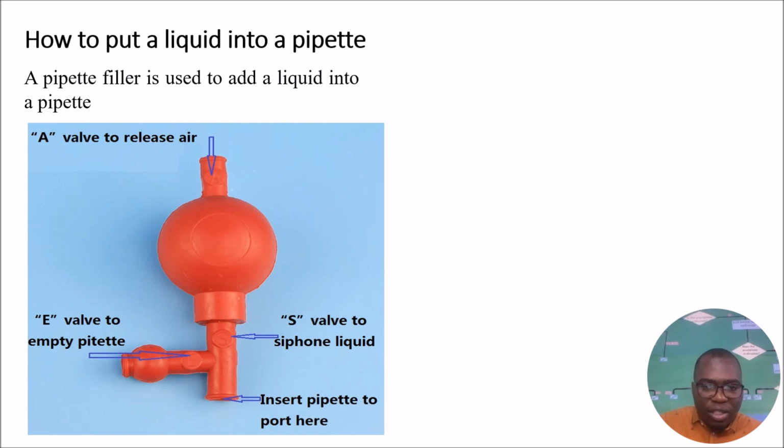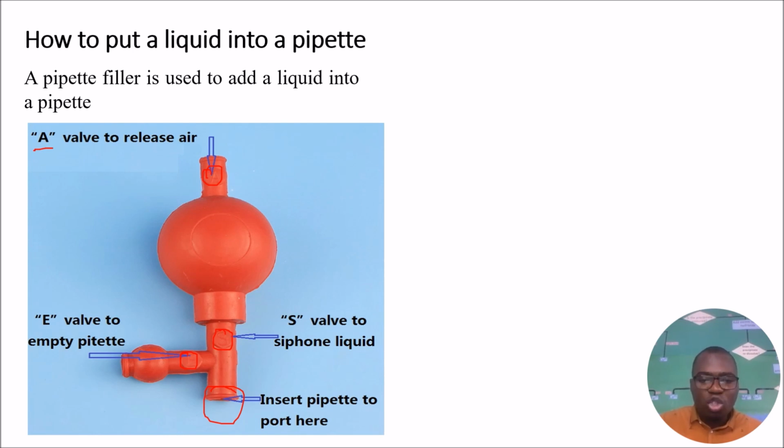It has got A here, and this A is just for air. So A is for air, and then it has got an S here. This S valve is used for sucking the liquid. Then we have got an E. This E is just for emptying. Now this other side here, that is where you insert the pipette.